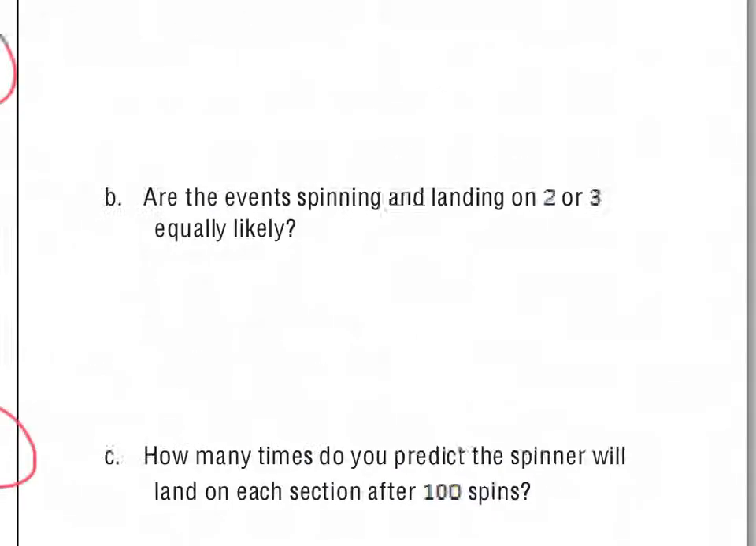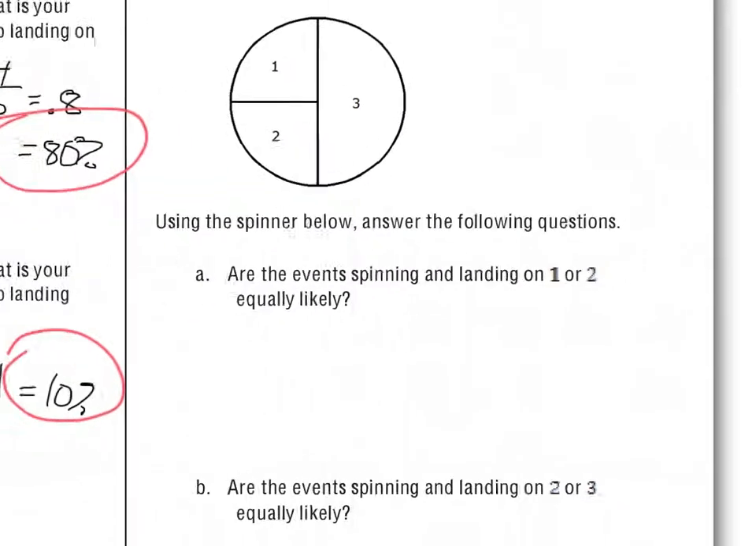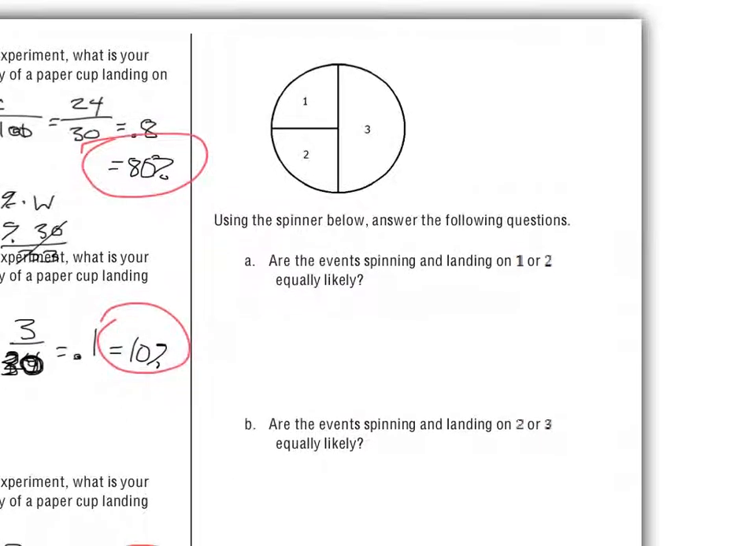All right. Now coming over here, it says use the spinner below. It's actually above. Oops. Use the spinner to answer the following questions. So this is now moving back towards theoretical probability because we're seeing a spinner and we're going to have to make some predictions about it.